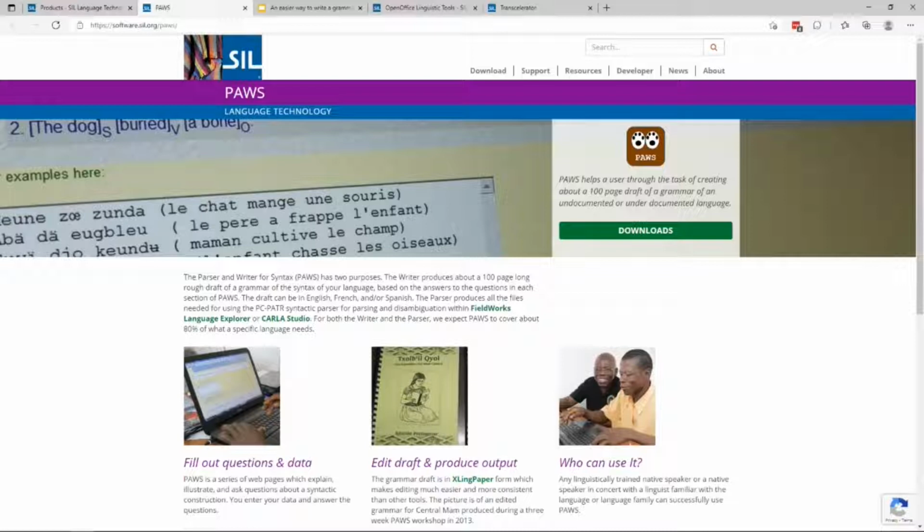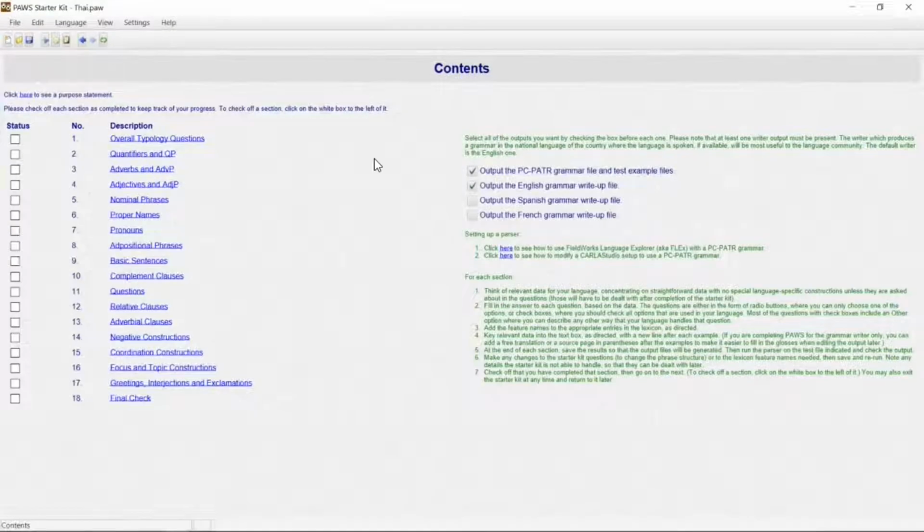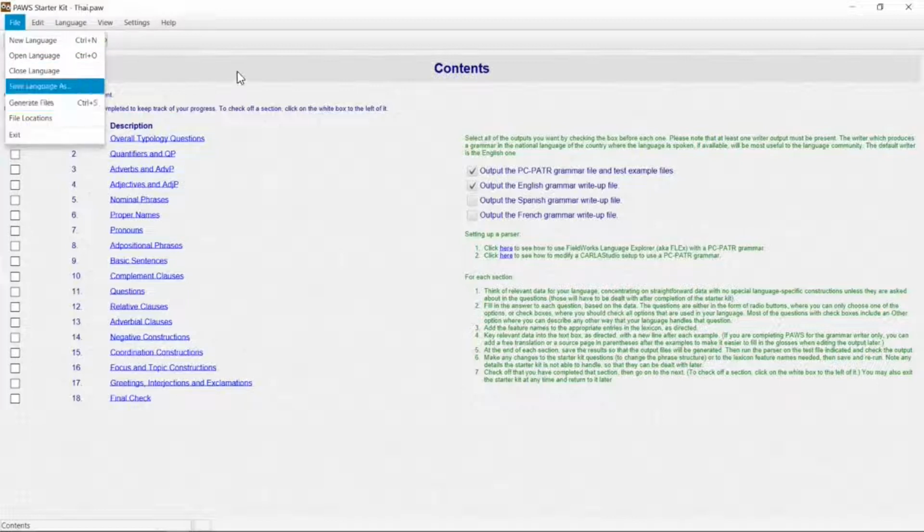What PAWS basically does is, if you answer a series of questions, PAWS will give you a rough grammar, according to the documentation. These are things people know if you work at a language for a couple of years; you have this information in your head. You just need to get it on paper. If you just work down the steps, you'll get it out of your head onto paper. And then when you're all done, you click create documents, generate files, and all of a sudden you have a grammar that's about 100 pages long and is most of the way there.